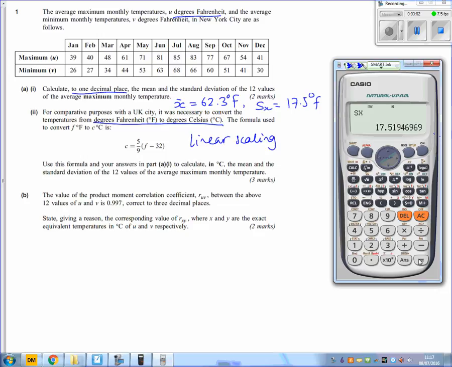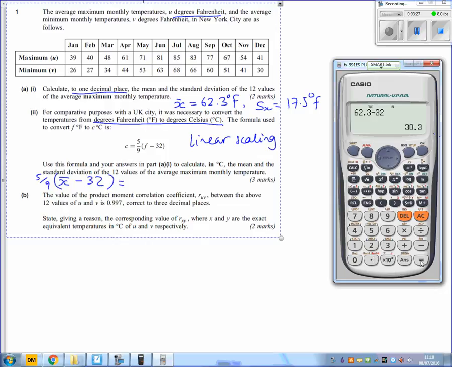So firstly, with the mean, what's going to happen to my mean? Well, I need to take away the 32 and then I need to multiply by 5 over 9. So I'll just do that. So we're using our value of 62.3 that we had up here. So 62.3, take away 32, and then we're going to multiply that by 5 over 9. So 16.8 is our new mean. And now we're in degrees centigrade.